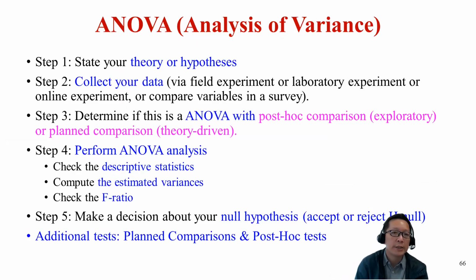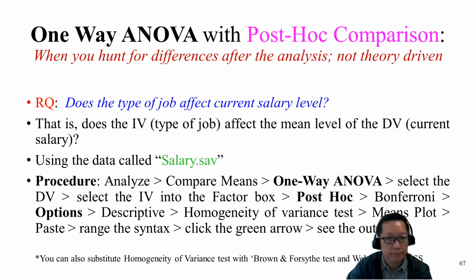Now, how you use ANOVA is, of course, you have to have a theory or research model or a hypothesis, and then you collect your data by some experiments, or even in a survey you can still use ANOVA, and determine whether you have a theory or not. If you have a theory, you can have a planned comparison. If you don't have a theory, you're still exploring, you can use a post-hoc comparison. And you perform your ANOVA, you check your descriptive statistics, is it normally distributed, etc. And then you look at the variances, estimated variances, and look at the F ratio, and then you make a decision whether you accept or reject.